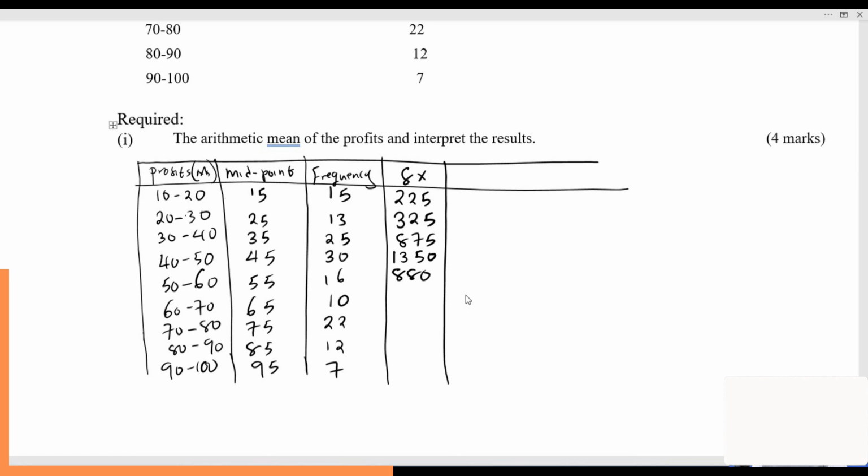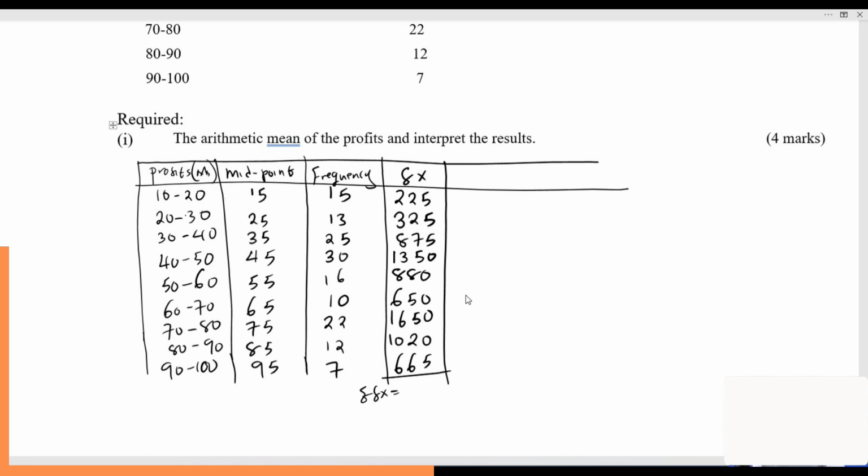65 times 10 gives me 650. Then 75 times 22 gives me 1650. Finally, I have 85 times 12, this is 1020. And finally, we have 95 times 7, this is 665. Then we need to find the summation of fx.